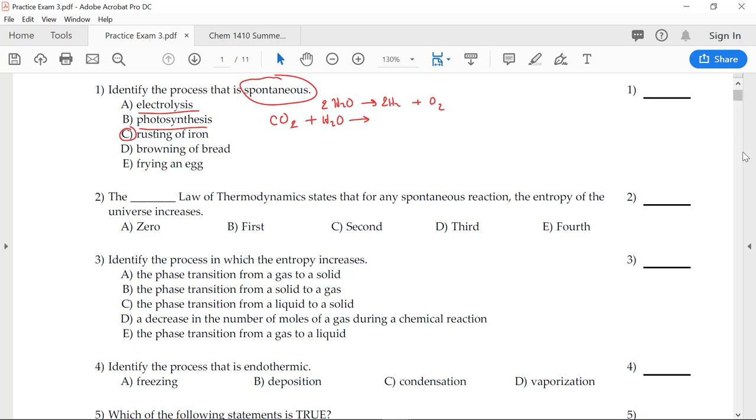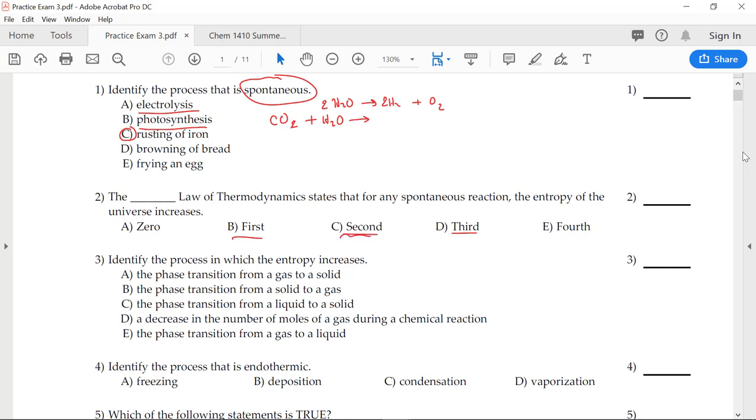The second question asks you about the first, second, and third law. So basically, when you do the review for this question, you should be focused on the first law, second law, and third law of thermodynamics. So what is the first law of thermodynamics? The first law of thermodynamics is the same as the law of conservation of energy, which is that energy cannot be created or destroyed, or the total energy of the universe stays constant. That's the first law.